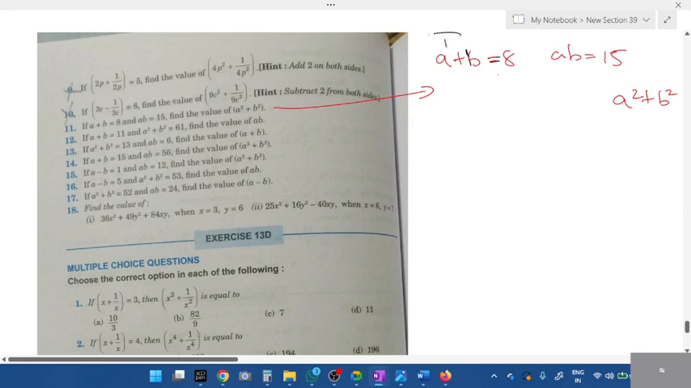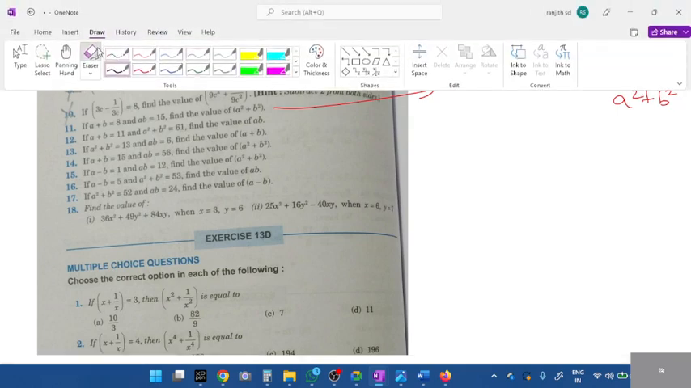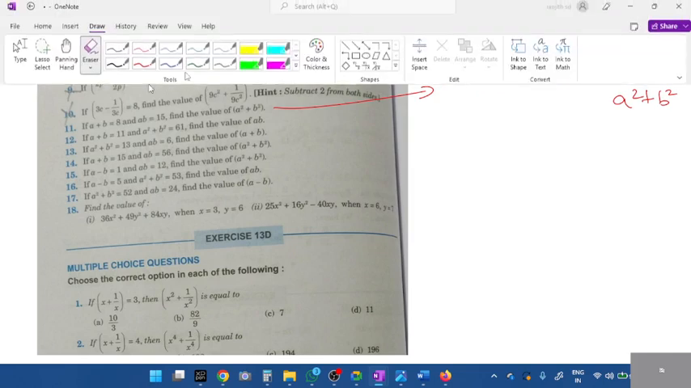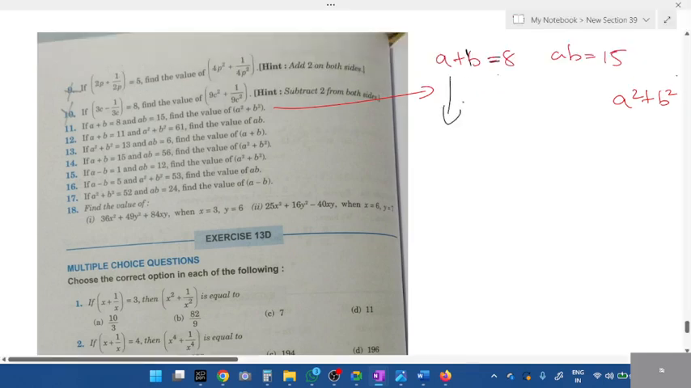What's the degree for this? Tell me the degree. The degree is 1 for both. But what degree do we need to find? 2. What's the only way, students? The only way to find the answer is you have to square them, right? You have to square. So look, simple. Take this degree. a plus b. Square on both the sides. First concept: square on both the sides.